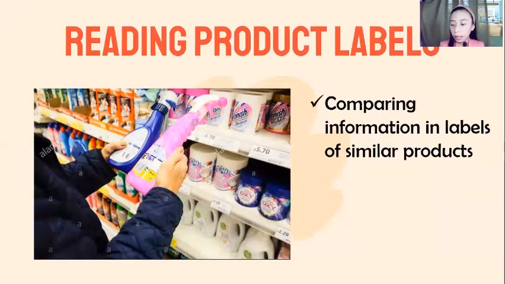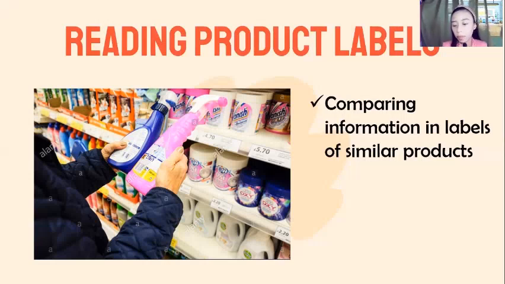Then last is comparing information in labels of similar products. So when you are buying products, usually you need to compare the same product with different brands, if they are generic or branded, or if they are different brands. It is a good practice before deciding what is best. Doing this helps you value health and safety more.